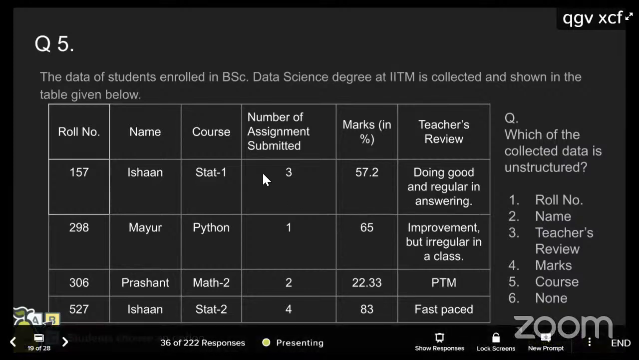Okay, so this is the next question. Read this one and attempt this one.